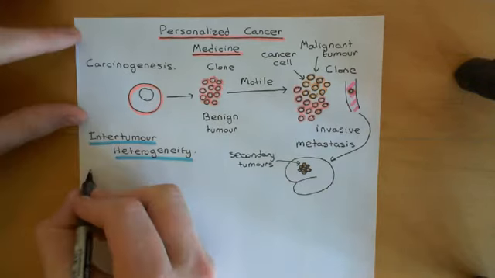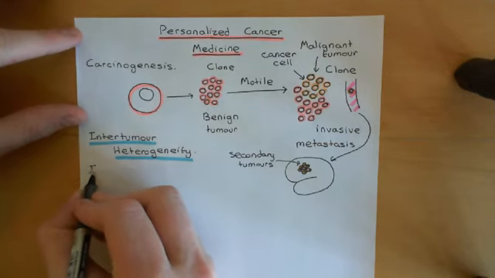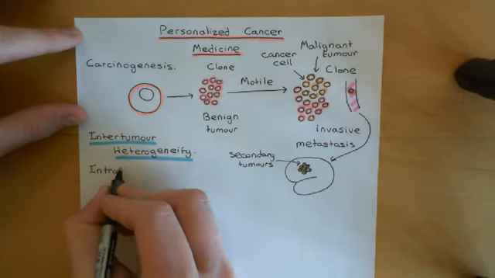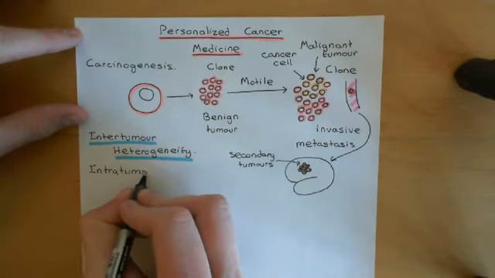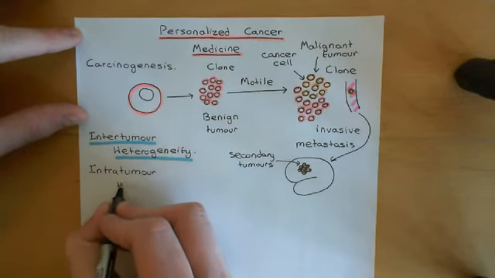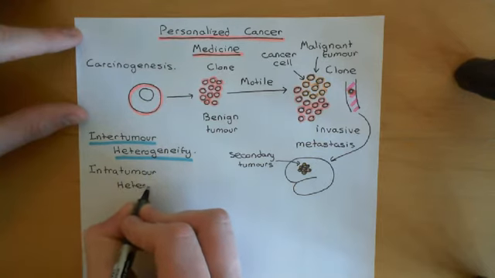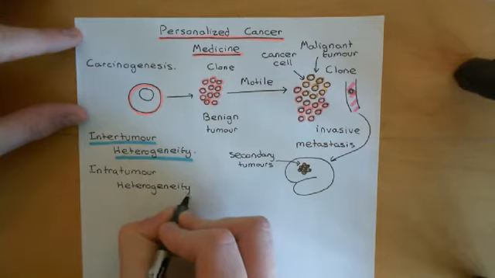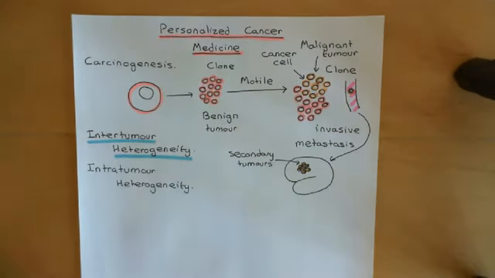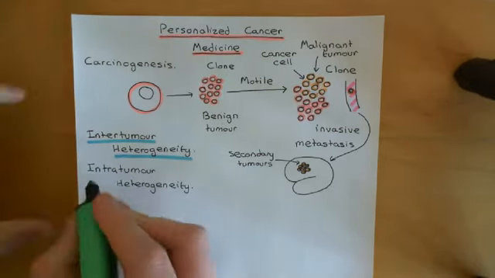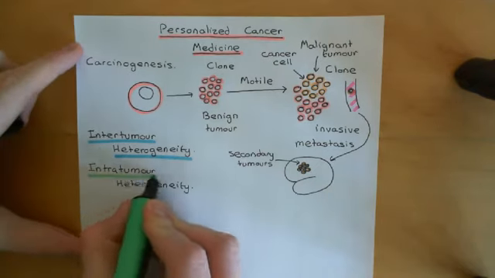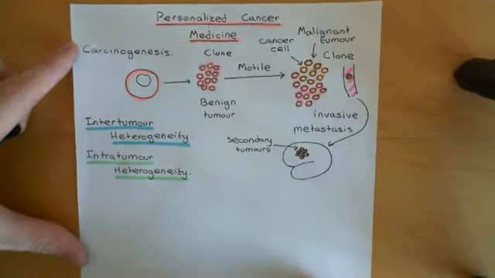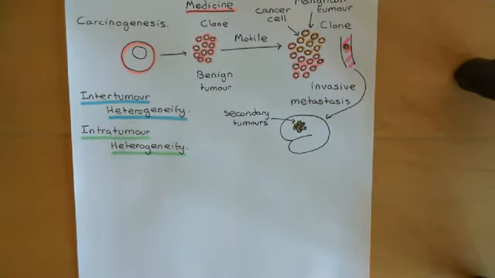Then the other concept that I just want to talk about, because it's one of the major problems of personalised cancer therapy, is intra-tumor heterogeneity. We'll come on to why this is a major problem later on, but for now I'm just going to tell you what it is. Intra means within a tumour rather than between tumours. Within a tumour you have different genomes, basically.